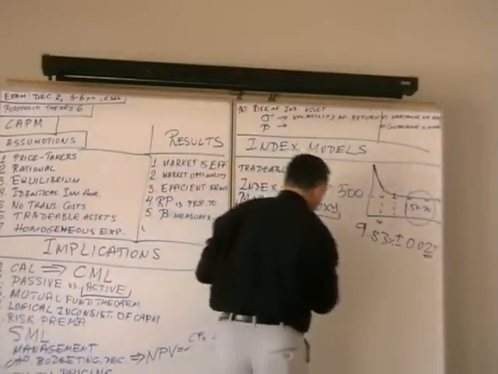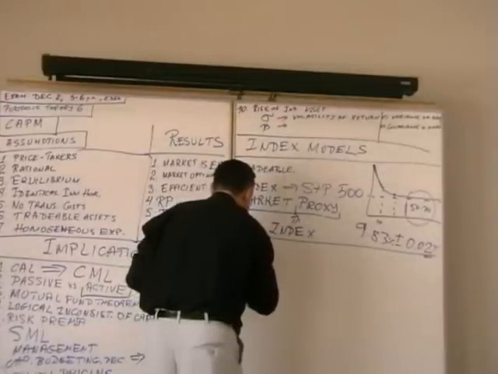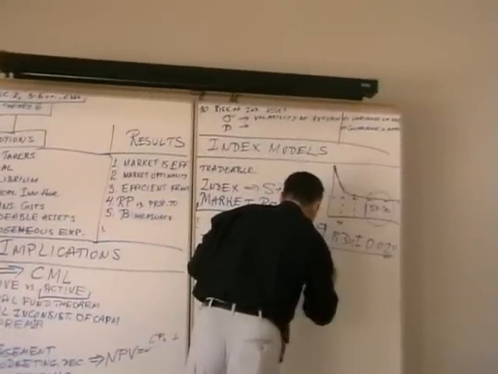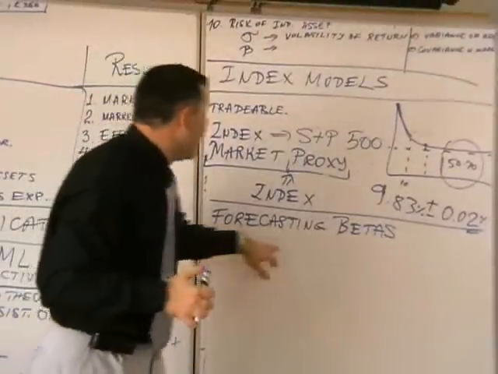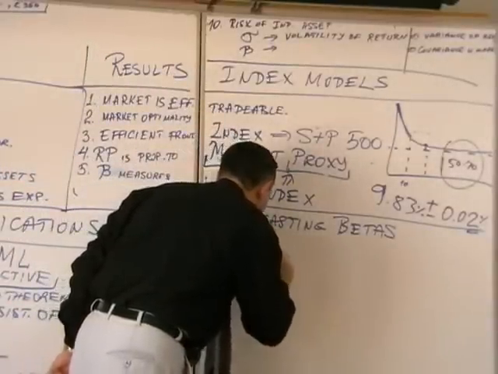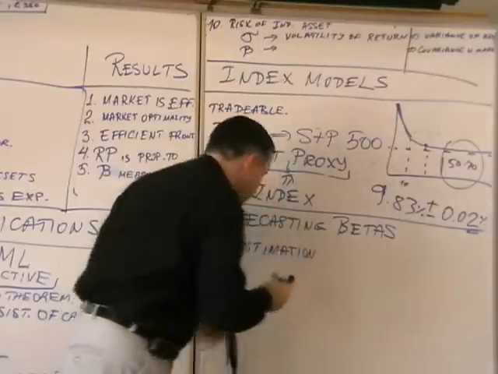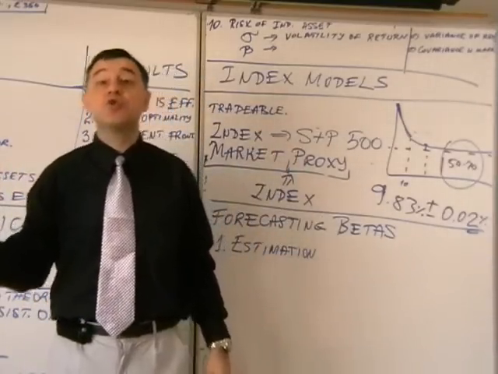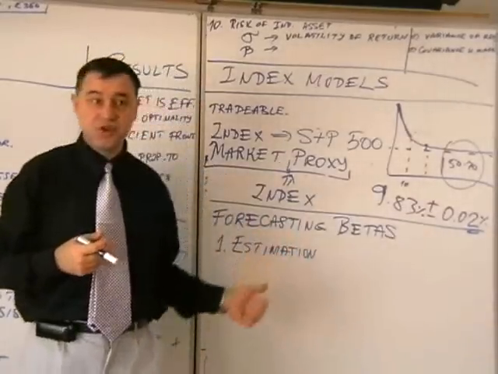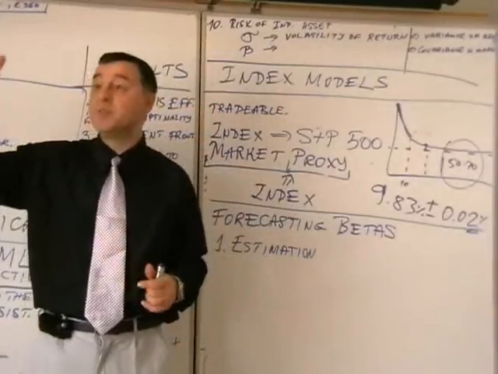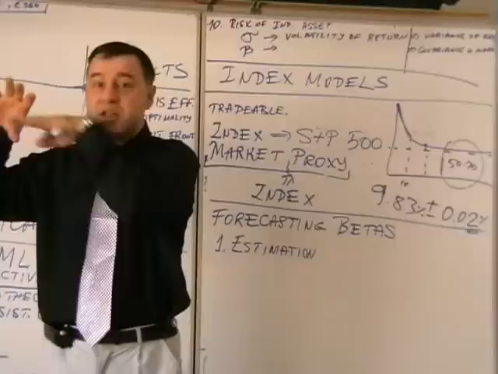Now we get again within the index models to forecasting betas. All right, so first of all, one of the problems with forecasting betas is the elementary problem of estimation. In other words, you will try in a pure econometric manner to run a regression of the excess return on the stock on the excess return on the market. Well, the excess return on the market itself is a little bit of an estimate, because you've got to get an estimate of the mean of the market.